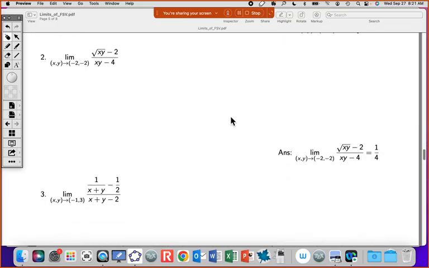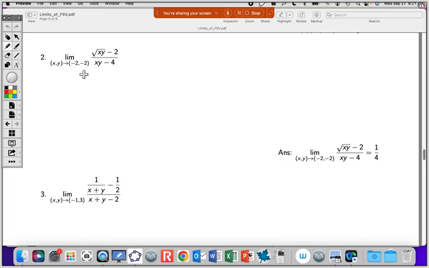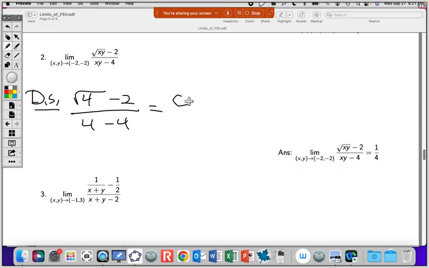Number 2, once again, if you substitute, (x,y) is going to the point (-2,-2). So if you tried your direct substitution, you get the square root of -2 times -2, positive 4, minus 2 over 4 minus 4. By golly, we get another 0 over 0. Does anyone remember the strategy here that handles square roots? What's one thing we can do to get that to resolve itself?